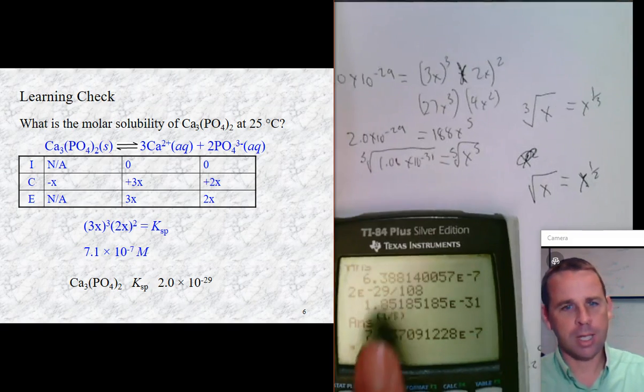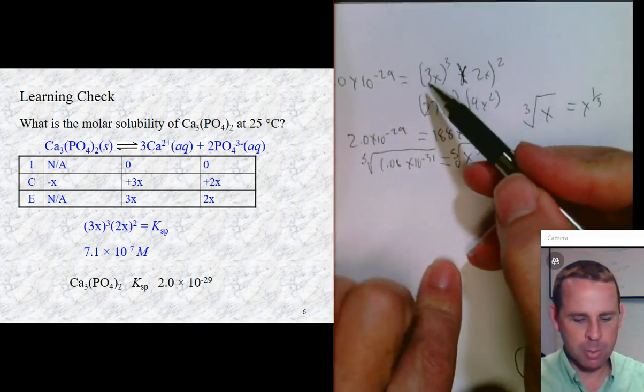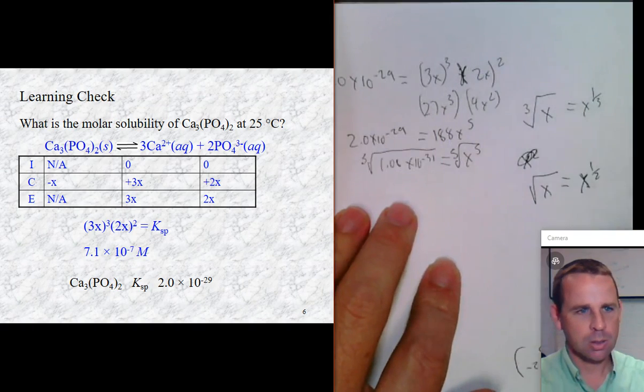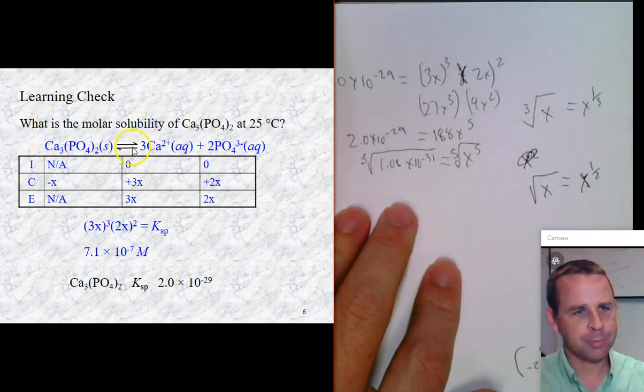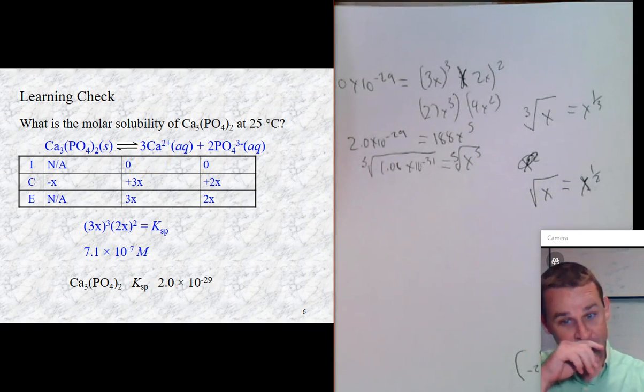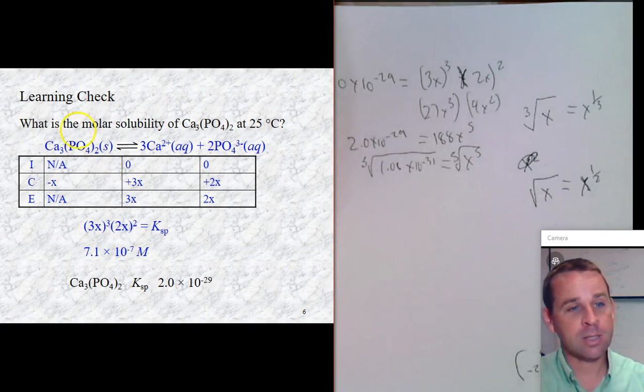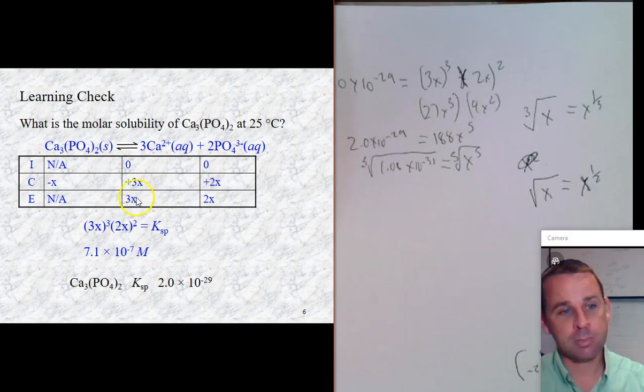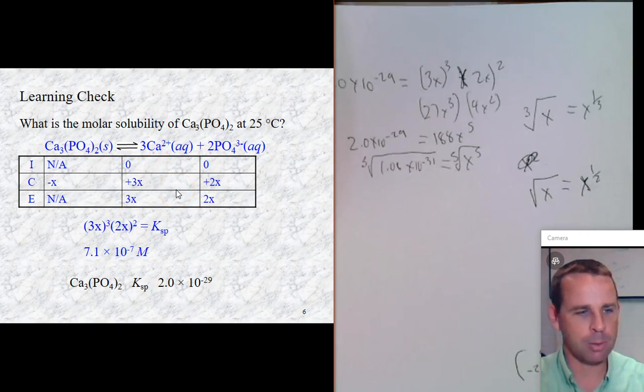All right, so again, pretty much the same things we've been doing, but we have to pay closer attention to coefficients and exponents because of the stoichiometry that's here. The X value there is the molar solubility. Now, if they had said, what's the concentration of, for example, the calcium ion? Well, I'd have to multiply this value by 3. Concentration of the phosphate ion, multiplied by 2. So whatever the equilibrium value is in your ICE table, that X can help you find its concentration, if that's what was asked for in the problem.